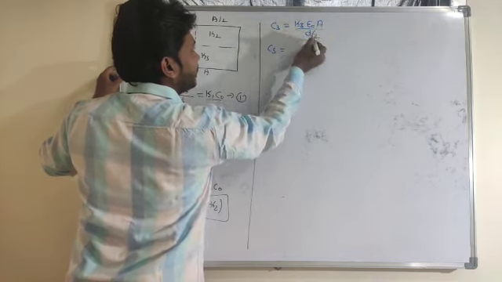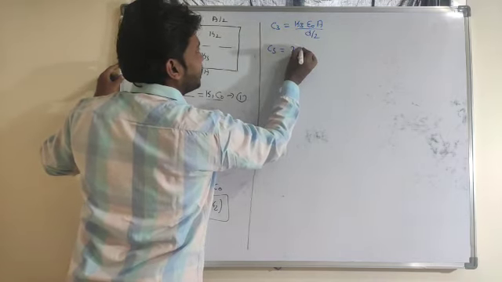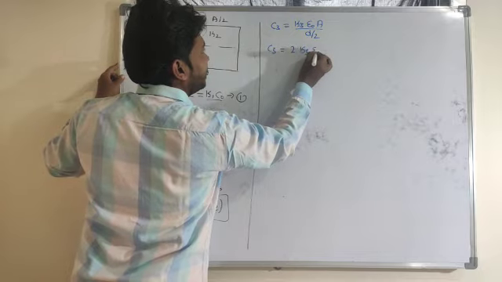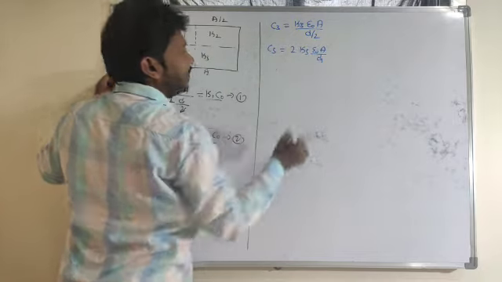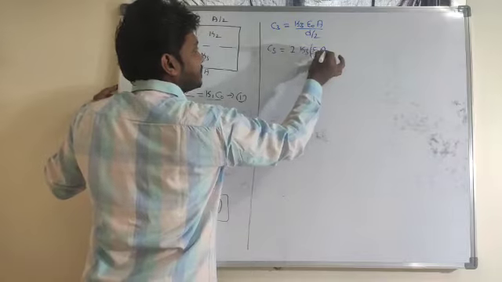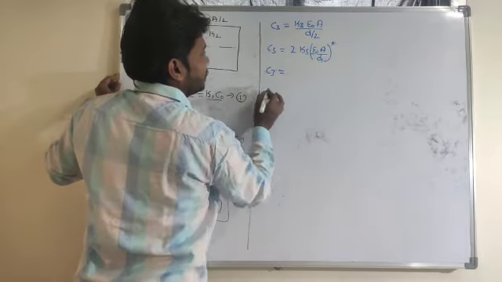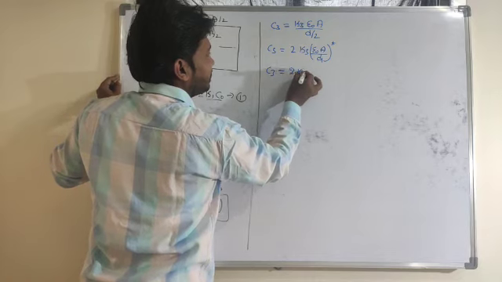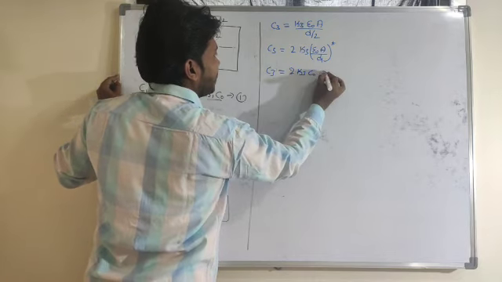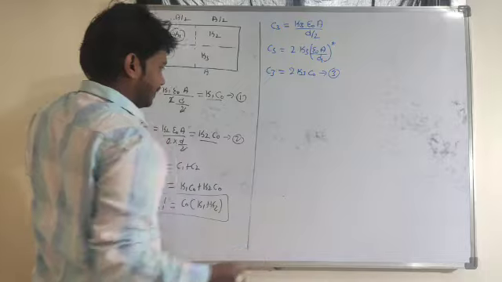So C3 is equal to 2 times K3 into epsilon naught into A divided by d. So epsilon naught into A divided by d, shall I take it as C naught here? So C3 is equal to 2 times K3 into C naught. This I will name as equation 3 here.